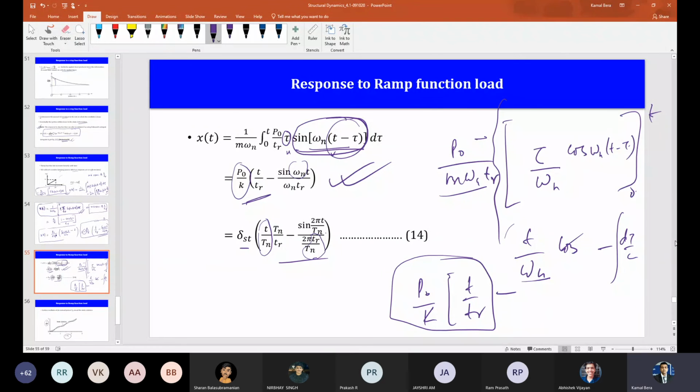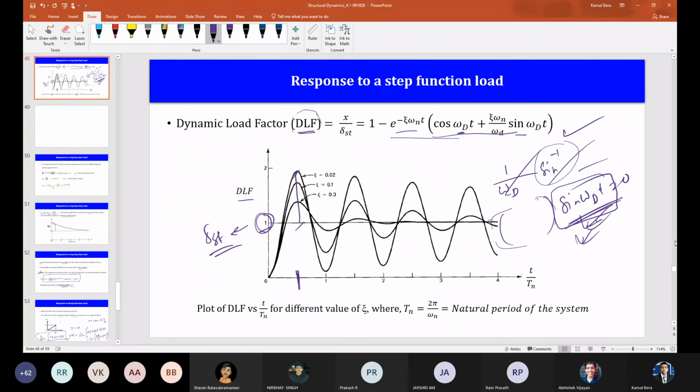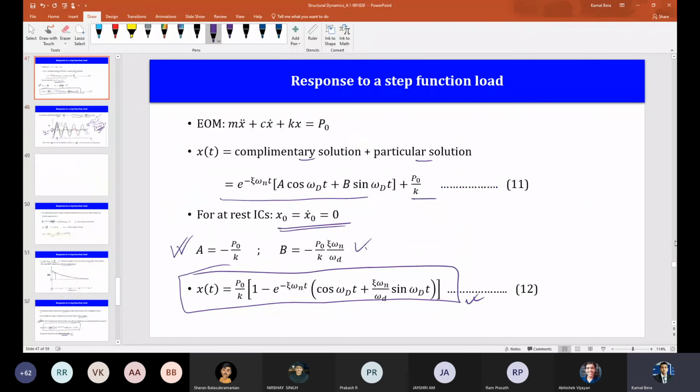Integration by parts. Please do that thing that I told you. For the step function load, x(t) is this integration by parts, and see whether you are getting this result or not. That is equation 12. Okay, so I'll stop it here.